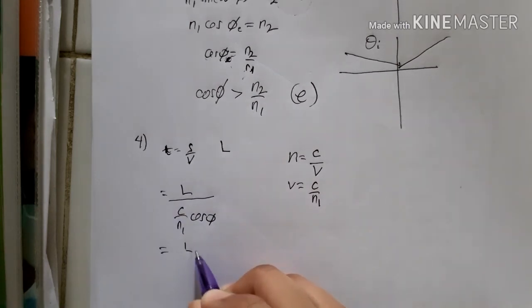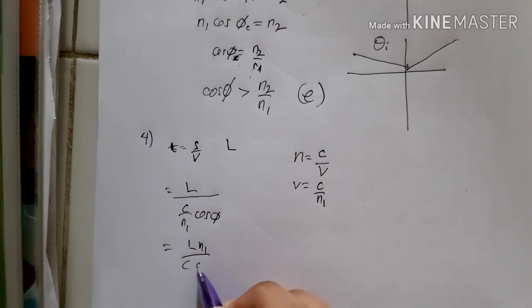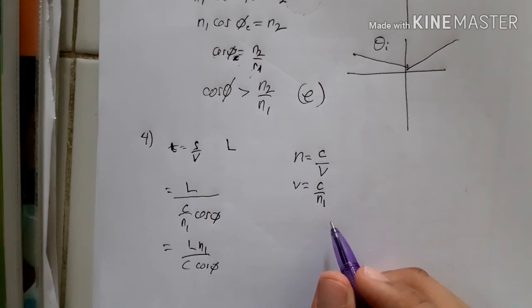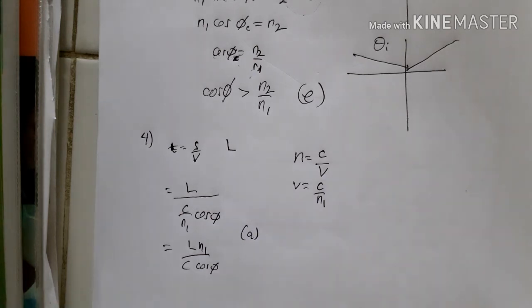So that is L n1 over c cos phi. Okay, so the answer is A. Okay, so that is everything for Physics 2016 Part 5. And yeah, stay tuned for other video solutions.